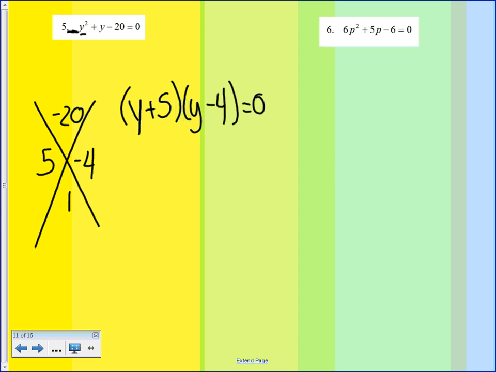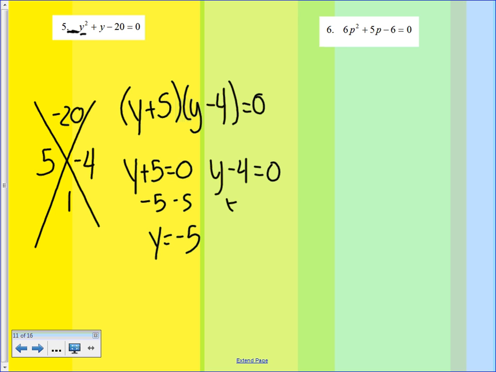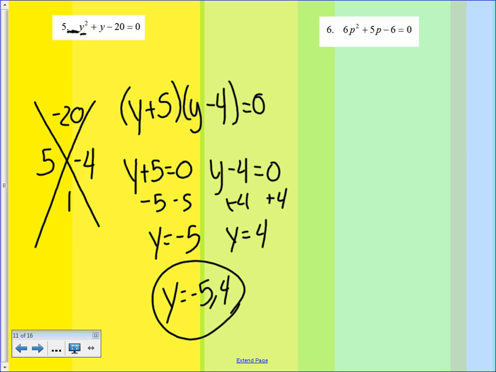So I am going to set each of those factors equal to 0. Solving for y, y is equal to negative 5, and y is equal to 4. So these are my two answers. y is equal to negative 5, and y is equal to 4. So I went through, factored, set each factor equal to 0, and then I solved for y.